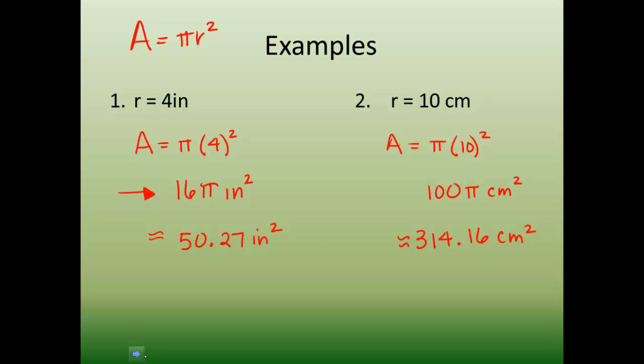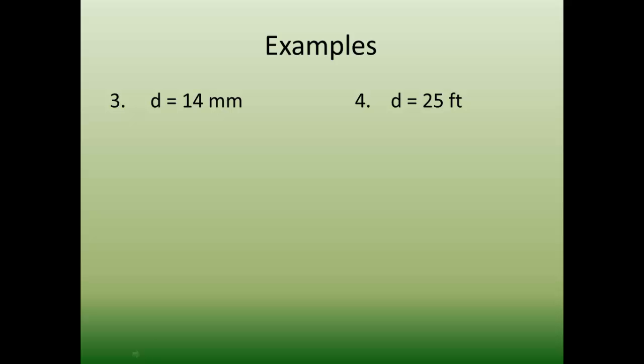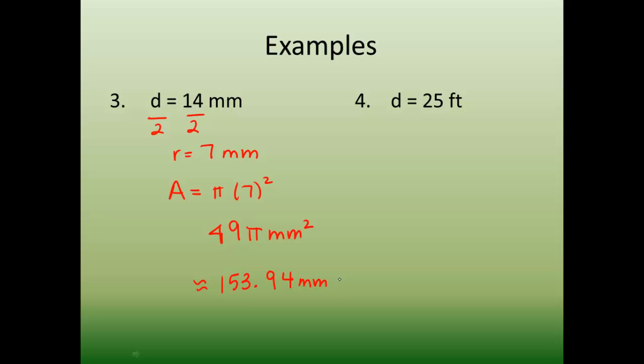Let's try 2 more. Next one, I'm giving you the diameter. And we said earlier that you have to divide the diameter by 2 in order to find the radius. So our radius is 7 millimeters. So now we can use the formula area equals pi times 7 squared. That means our exact answer is 49 pi millimeters squared. Our approximate answer is 49 times pi from the calculator, and we get approximately 153.94 millimeters squared.